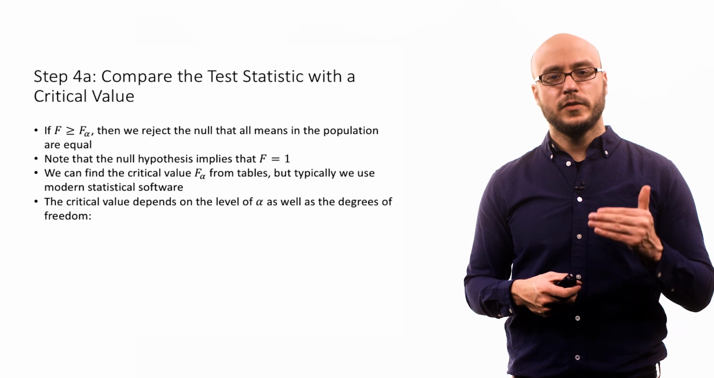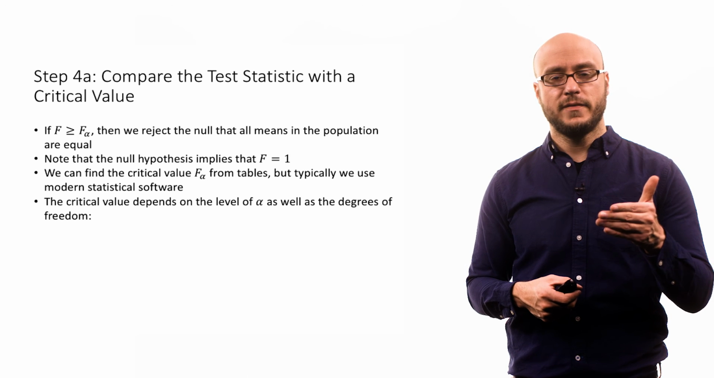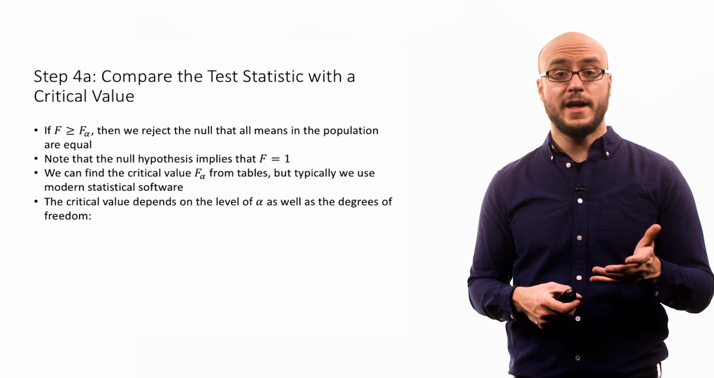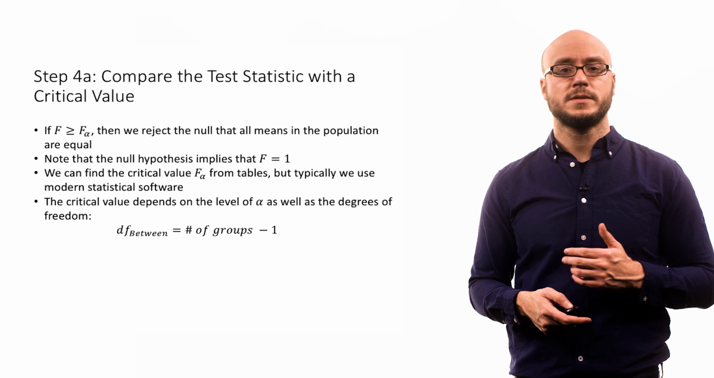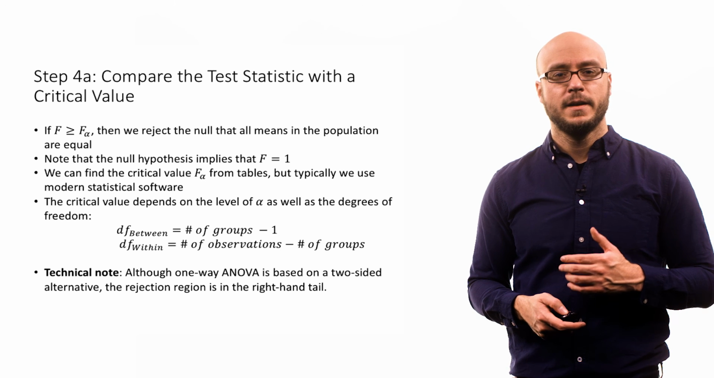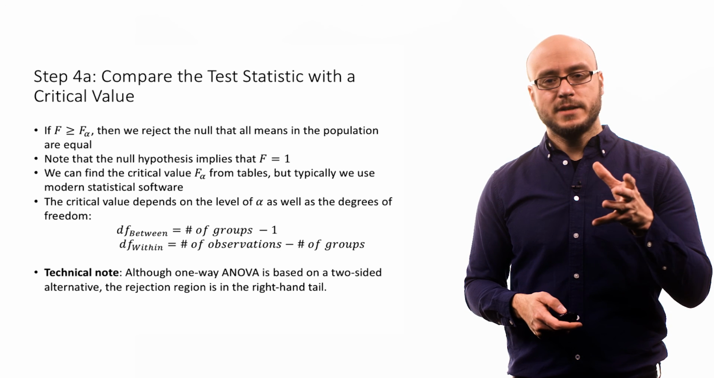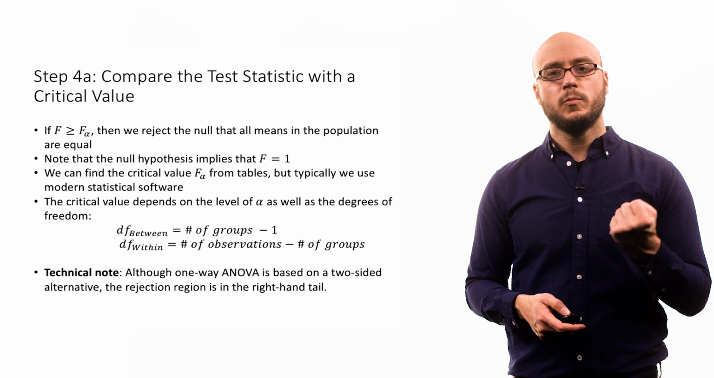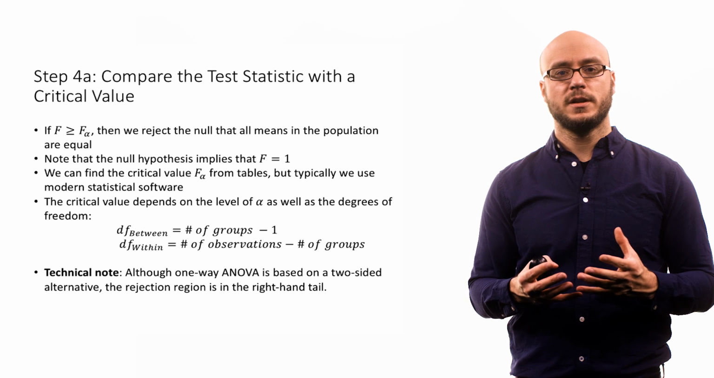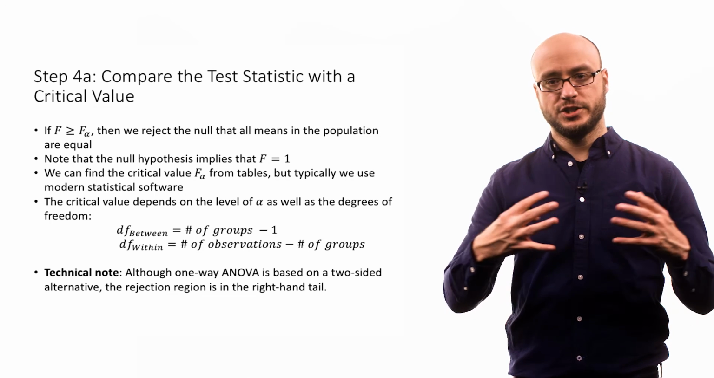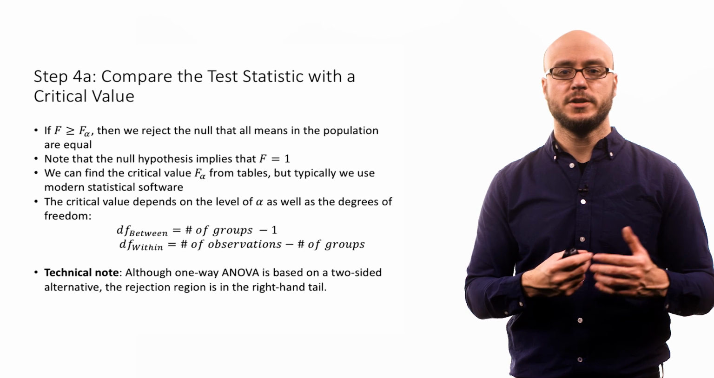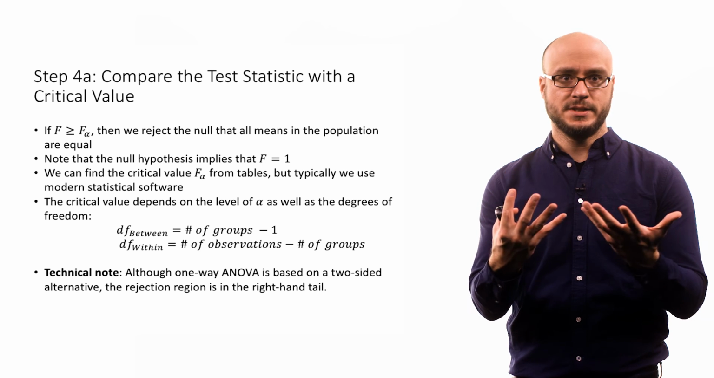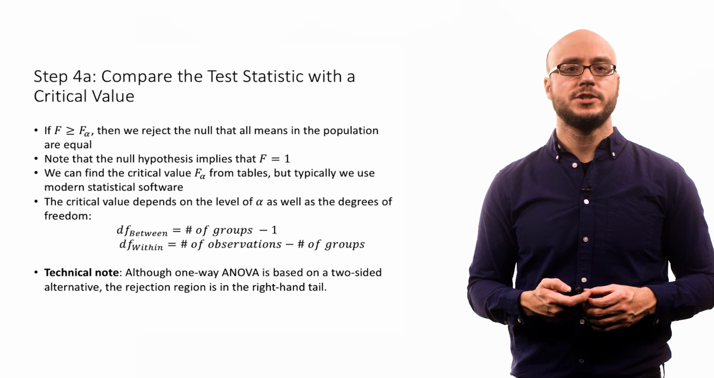And again, the critical value, F alpha, depends on the level of alpha, but also depends on the degrees of freedom, both between and within sum of squares. A minor technical note is that although the one-way analysis of variance is a two-sided alternative, the rejection region in our probability distribution is only the right-hand tail. This is just like the chi-square distribution. That's because we only can get positive values from our F ratio.